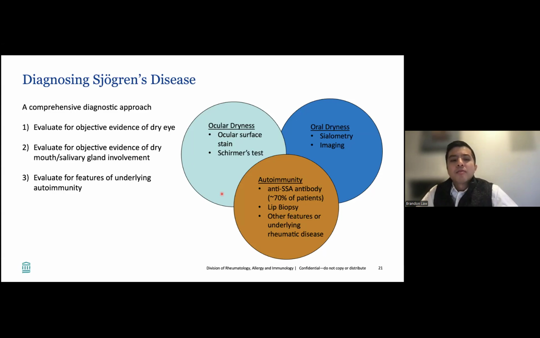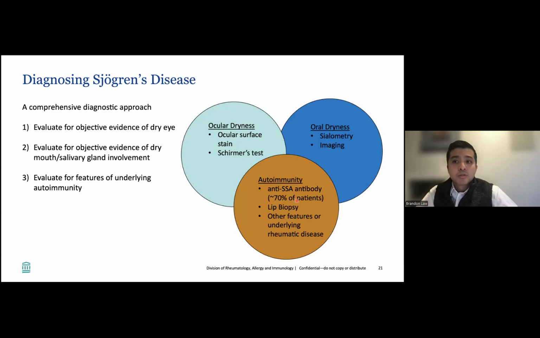looking for features of underlying autoimmunity, which could include blood tests that could be supportive of a diagnosis of Sjögren's, called the SSA antibody or the Ro antibody. This antibody is seen in about, depending on what study you look at, 70% of patients with Sjögren's have it, but that leaves a large portion of patients that have normal antibody testing. And so what do we do?